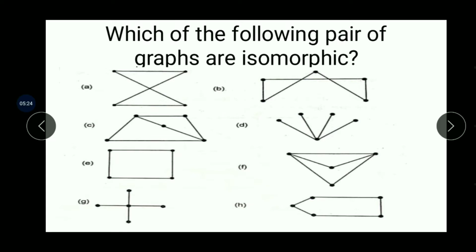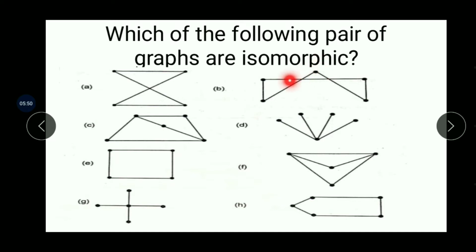So let's see this example. Which of the following pair of graphs are isomorphic? To see this, let's just look at the vertices first. So how many vertices are there in A? 1, 2, 3, 4. So let's see the vertices in all the graphs.